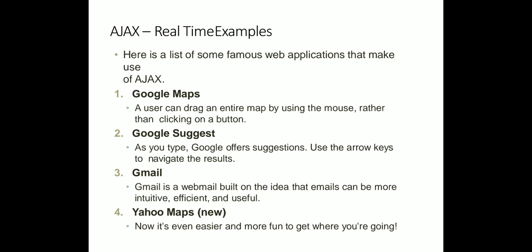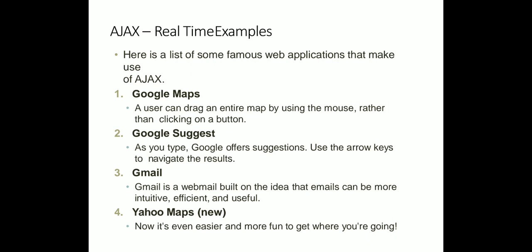Google Suggest. As you type, Google offers suggestions. There is a list of suggestions as you go on typing letters, if the particular search query you are already thinking of is available. That can be another example. You can use the arrow keys to navigate the results.